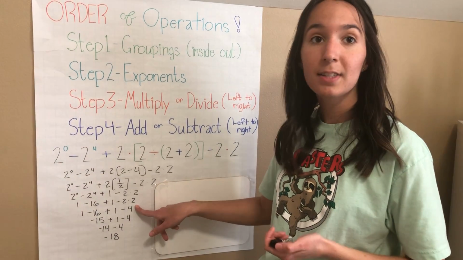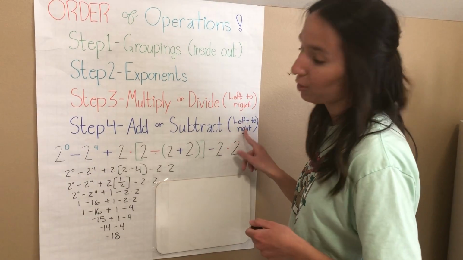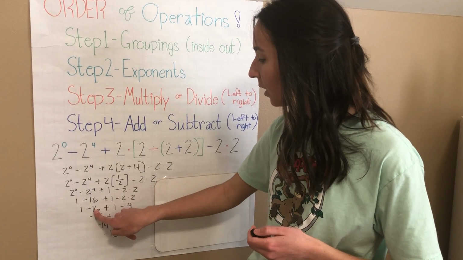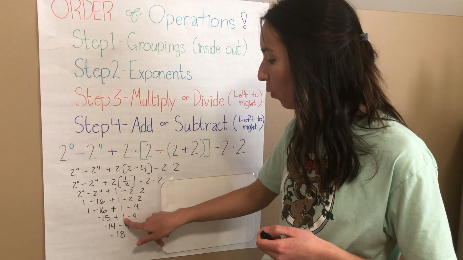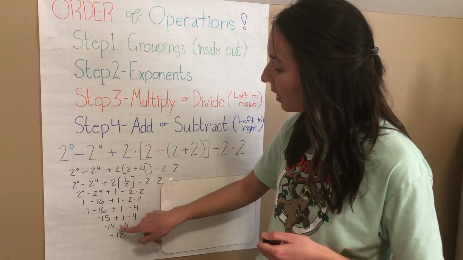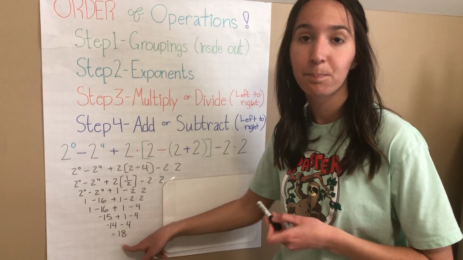Now for our final step, step 4, we're going to add or subtract, again, working left to right. So we start with 1 minus 16, which is negative 15. Then we'll do negative 15 plus 1, which is negative 14. And then we'll do negative 14 minus 4, which gives us negative 18, and that is our answer.